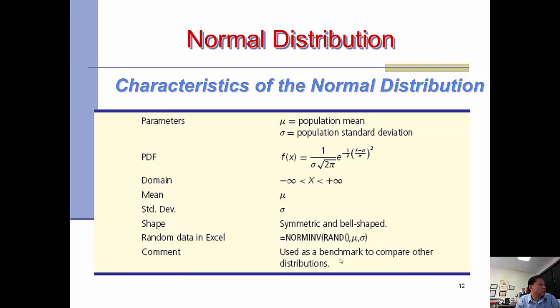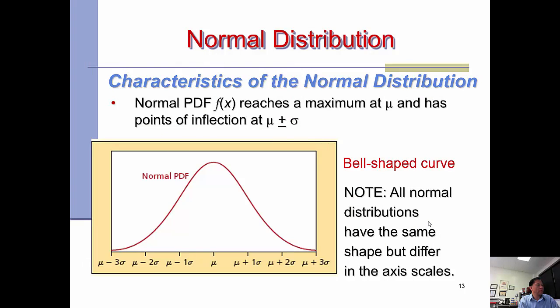So this is the PDF for the normal distribution. We will discuss further how to come up with this. We just need to know this is a distribution function, and the domain is from negative infinity to plus infinity. The mean is mu, the standard deviation is sigma. It's symmetric, bell-shaped, and unimodal. Okay. This is the curve of the normal distribution.